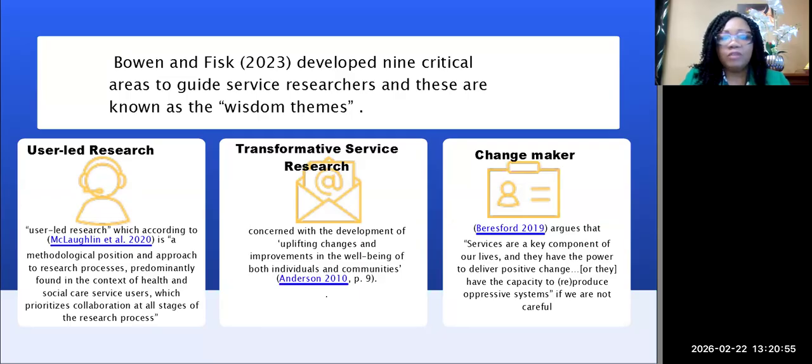It brings us to the idea of user-led research. McLaughlin et al. tells us that user-led research is a methodological approach and position to a research process. It predominantly is found in the context of health and social sciences, and it prioritizes the collaboration at all stages of the research process. This is what we think about when we think of a special education setting. It's how are we collaborating at all stages?